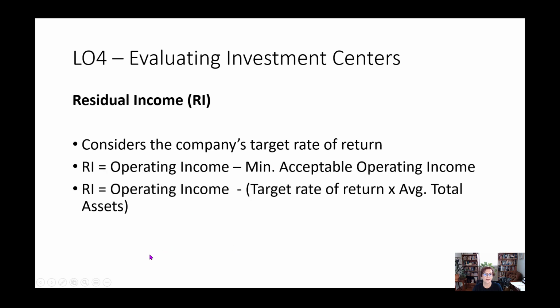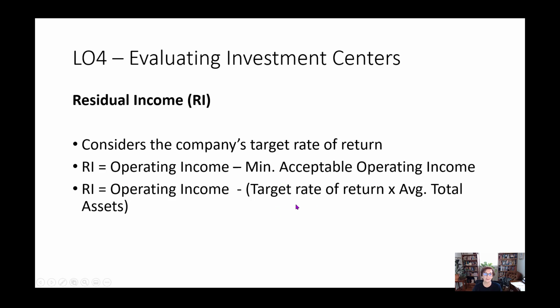Finally, we have residual income, which is another way of evaluating investment centers. Now, remember, residual is like extra, right? So residual income is how much income did the company make over what it wanted to make? The income that it made is called operating income. What it wanted to make, we call the minimum acceptable operating income. So how much did it make over what it wanted to make?